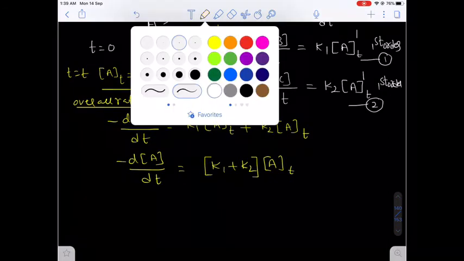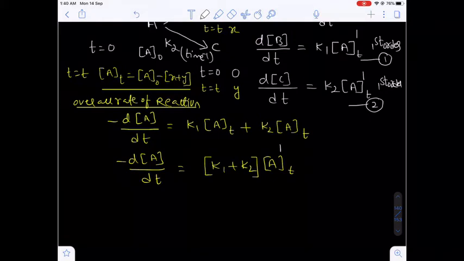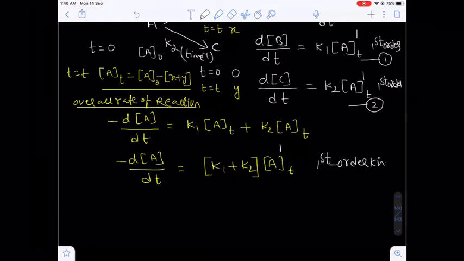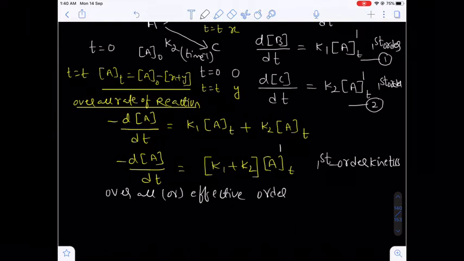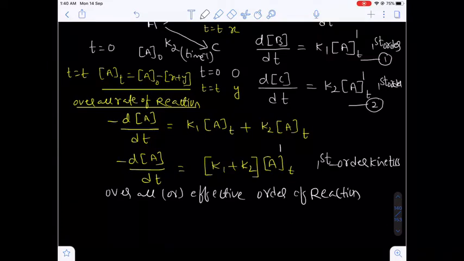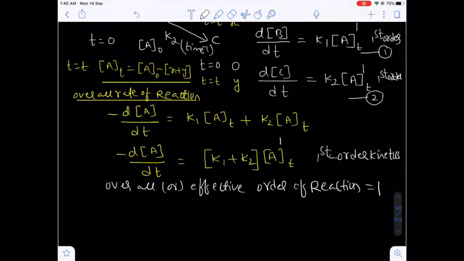If you see here also, the power of the concentration of reactant A is 1, that means it also corresponds to first order kinetics. Which order kinetics? First order. That means the overall, otherwise effective, order of reaction. What is the overall or effective order of reaction? Again it is first order kinetics. Are you getting my point? Now this will be equation number 3.